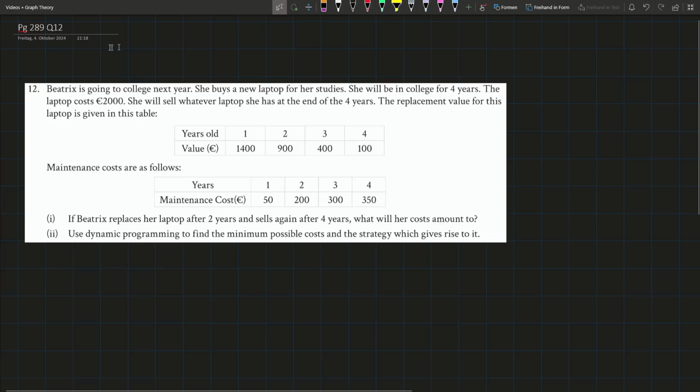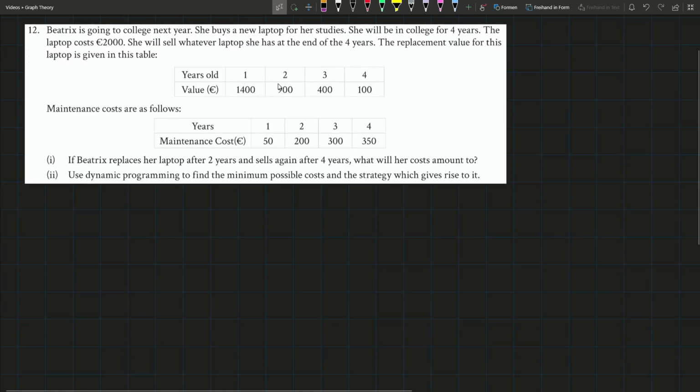So here's the last type. This is page 289, question 12, because again, the worked example already explains it, so I'm doing a different example. Somebody going to college buys a laptop, in college for 4 years, costs 2,000. Whatever, she will sell whatever she has at the end of 4 years, and there's a replacement value, maintenance costs. If she replaces her laptop after 2 years, and then sells after 4 years, what will her costs amount to?